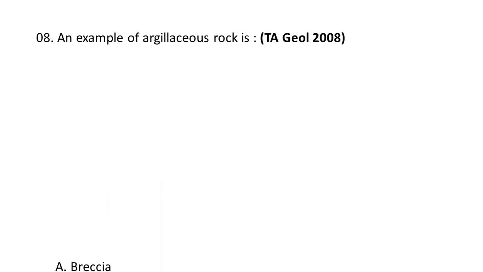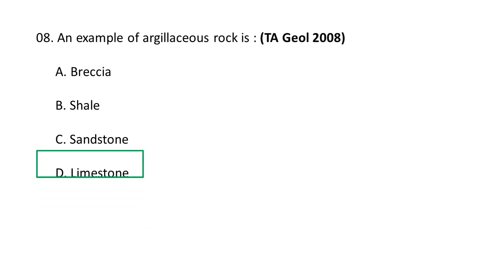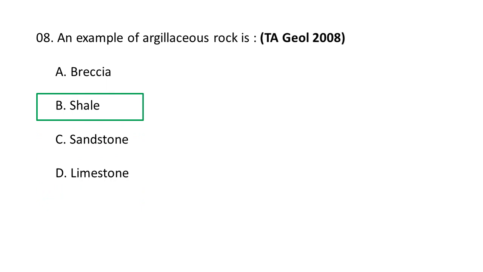Next question, an example of argillaceous rock is A. breccia, B. shale, C. sandstone, D. limestone. So an example of argillaceous rock is shale. B is the correct option.